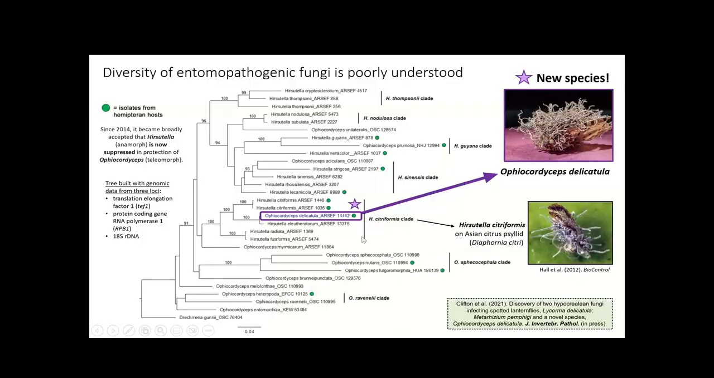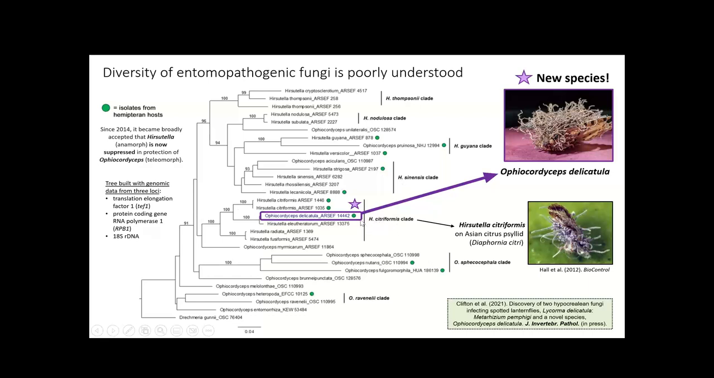Very busy slide. Don't stare at it and get cross-eyed, but the main point I want to make is that the diversity of these fungi is poorly understood. The taxonomy changes every year. It's hard to keep track because, again, the taxonomy is crazy. And we found that this species, Ophiocordyceps delicatula, was pretty closely related to this clade called Hirsutella citriformis.